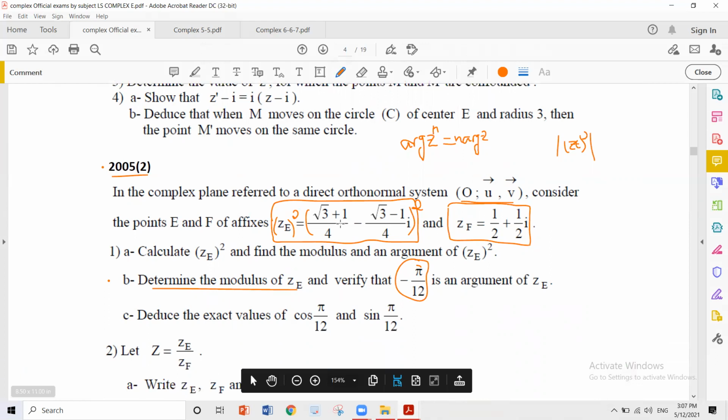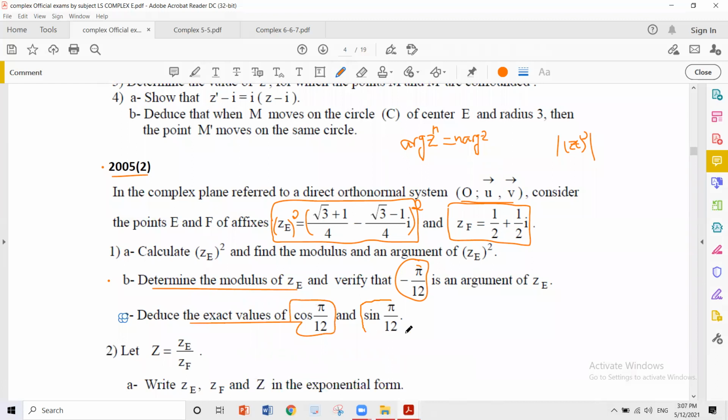Now, how to deduce the exact value of cosine pi over 12 and sine pi over 12? Not using your calculator. يعني cosine pi over 12 equals to radical 3 plus 1 over 4. No, not like that.